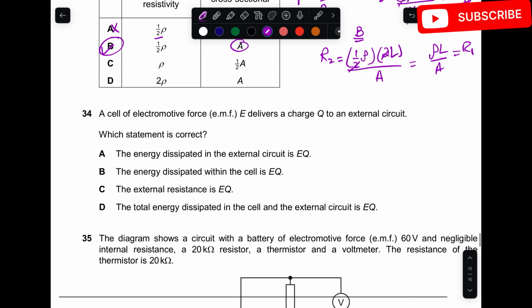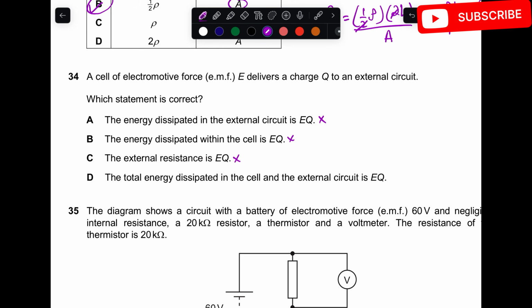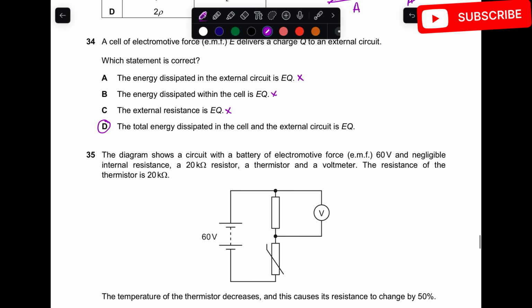34. A cell of electromotive force E delivers a charge Q to an external circuit. Which statement is correct? The energy dissipated in the external circuit is EQ. No. The energy dissipated within the cell is EQ. No. The external resistance is EQ. No. The total energy dissipated in the cell and the external circuit is EQ. Yes, that is correct. Okay, because EQ is the total energy provided. So the total energy provided will be equals to the total energy dissipated in the internal and the external.